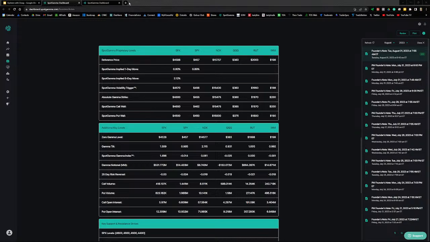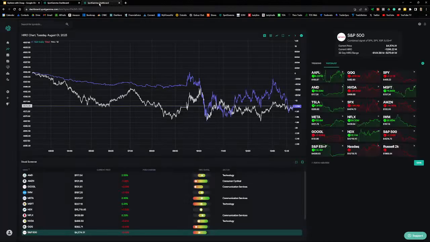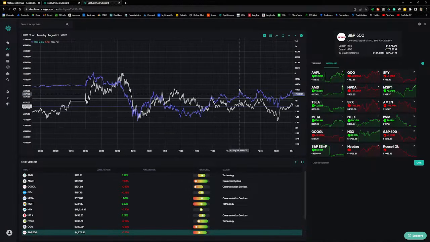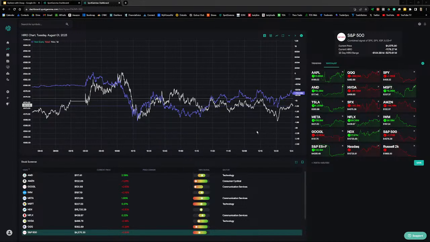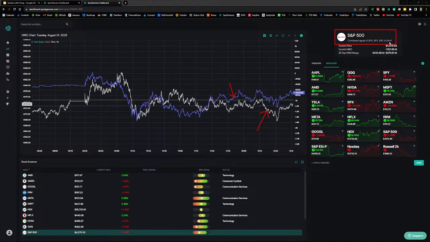All right, let's take a look at some setups now. I'm going to start with the HERO signal for the S&P 500. What this chart is showing is SPX price. This is from SpotGamma. This is the HERO indicator. HERO stands for Hedging Impact Real-Time Options. So it's showing price for SPX and options trades and market maker hedging activity for a combined signal of SPX, SPY, XSP, and ES futures, all combined into one signal.